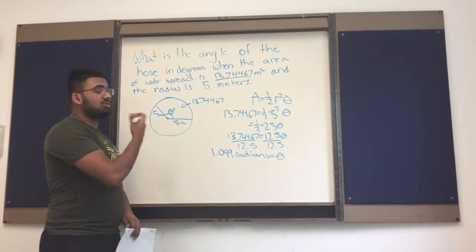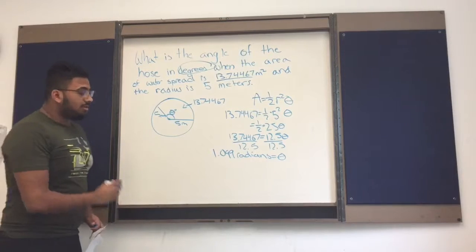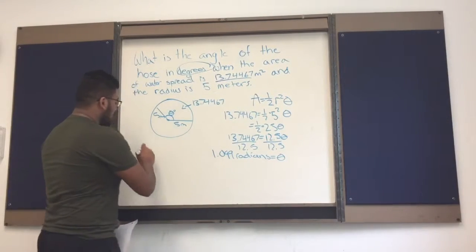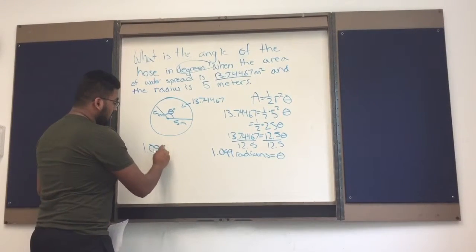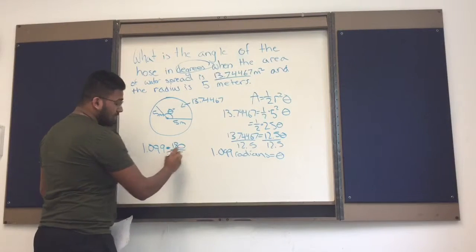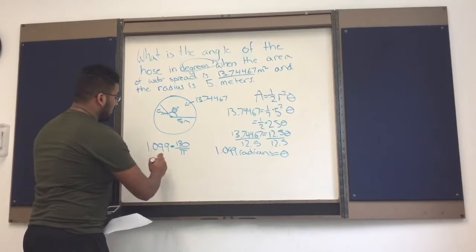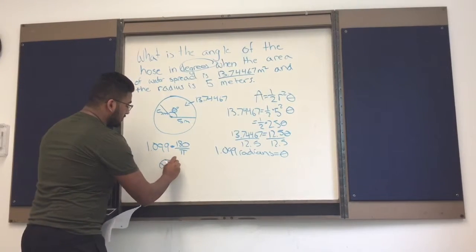But we can't leave the question like that. We have to convert this thing to degrees because that's what the question is asking for. So, in order to do that, we'll do 1.099 times 180 over pi. And you can do this quickly in your calculator, and the answer will be 63 degrees.